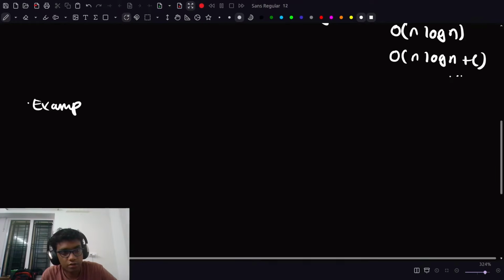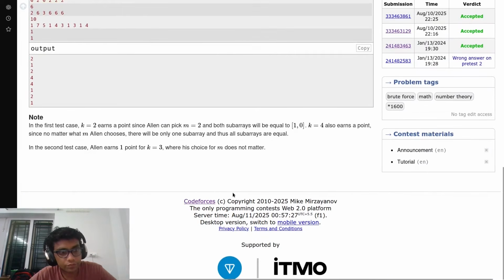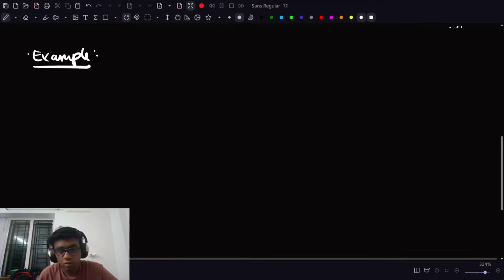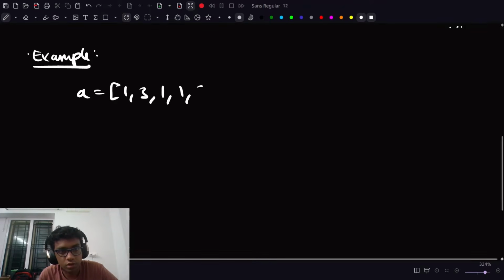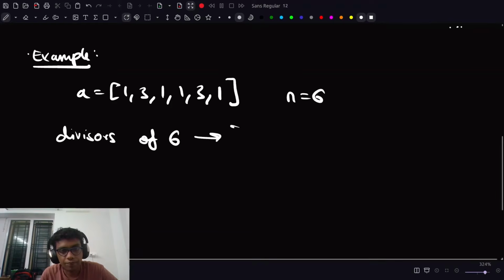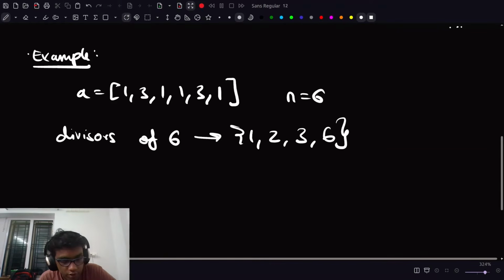Let's take an example with a good amount of numbers. Let's take the fourth example, 1 3 1 1 3 1. So our array A is 1 3 1 1 3 1. N equals 6. Now what are the possible divisors of 6? 1 is a divisor of 6, 2 is a divisor of 6, 3 is a divisor of 6, as well as 6 is a divisor of 6. So we get 4 possible divisors.